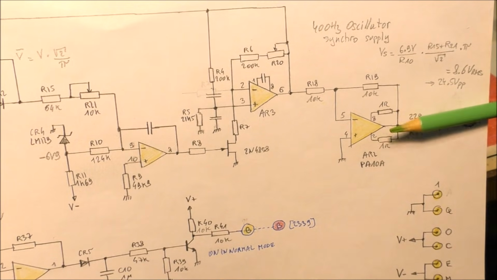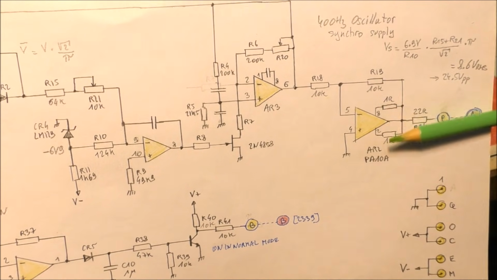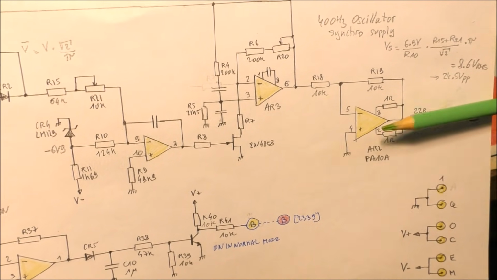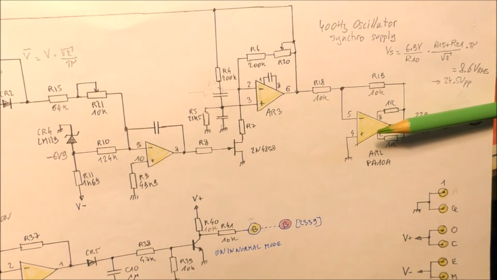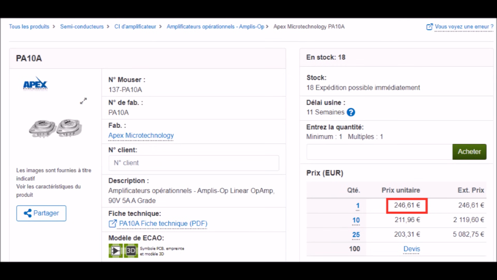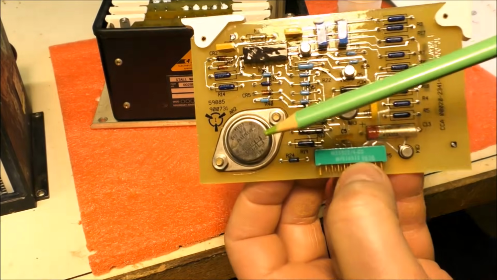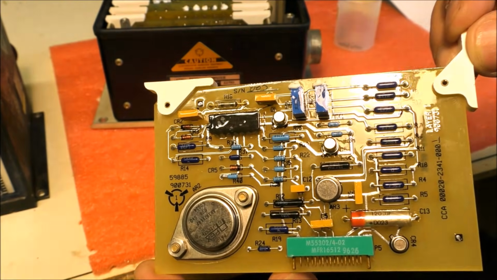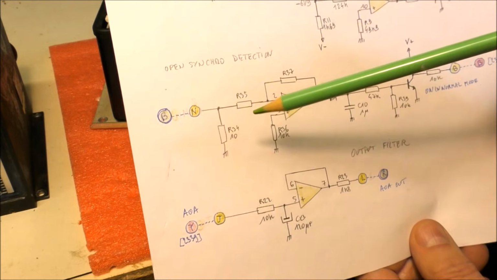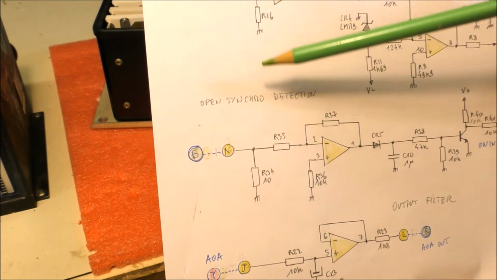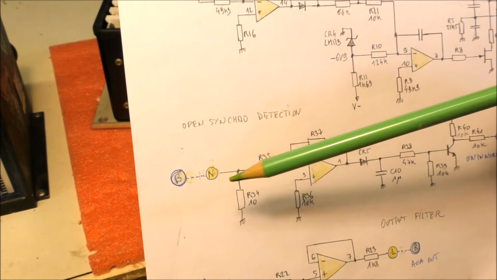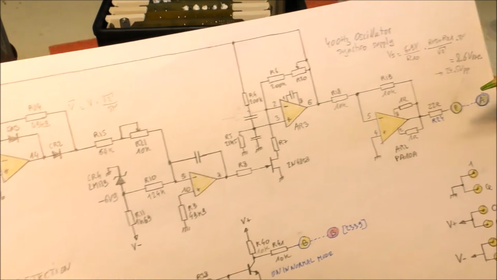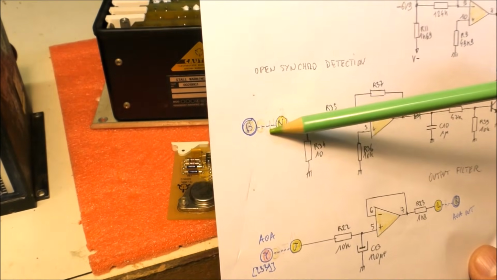This is the power op-amp. There is a current limit using these two resistors here. This part is very expensive, close to 300 euros, I think. The power op-amp is this one here, and we have a detection of the current flowing through the rotor of that synchro. The synchro is connected between the output here, terminal A, and terminal B here.